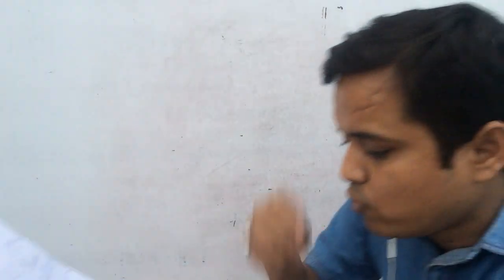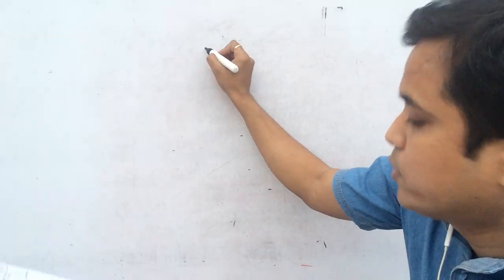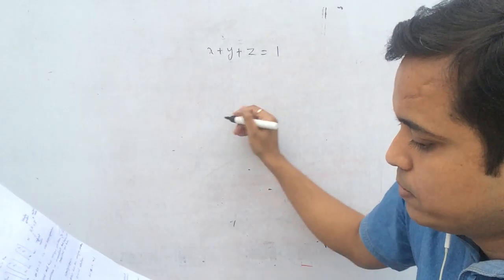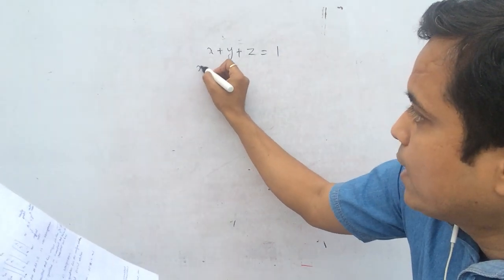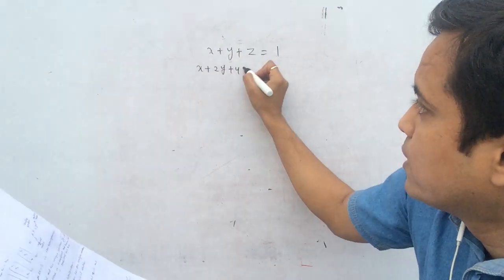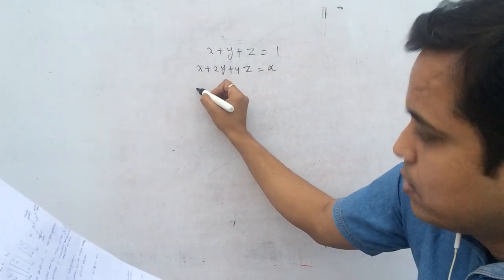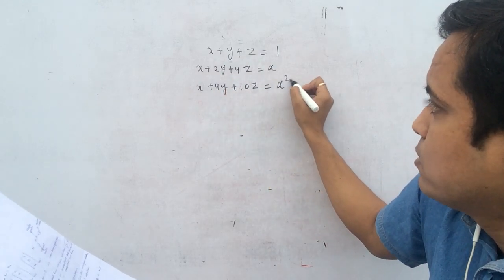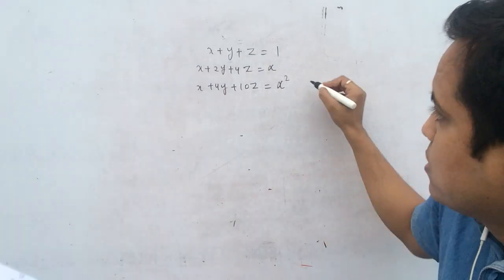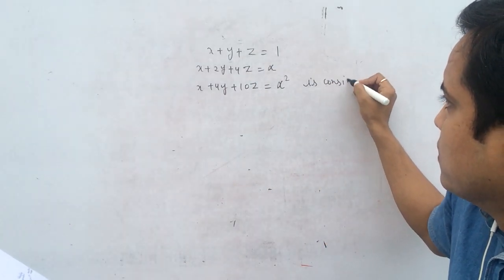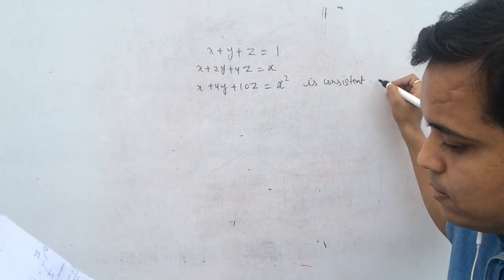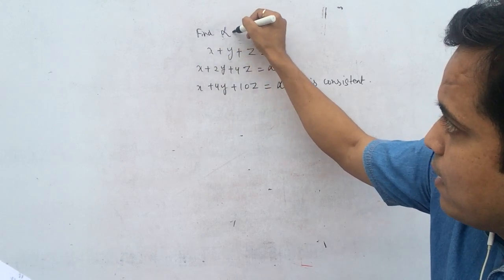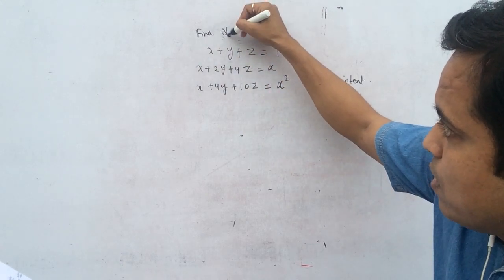The next question: find the value of alpha for which the system of equations is consistent. Here it is given x plus y plus z equal to 1, x plus 2y plus 4z equal to alpha, x plus 4y plus 10z equal to alpha square. It is given as consistent, so we need to find the value of alpha. How would you find it?